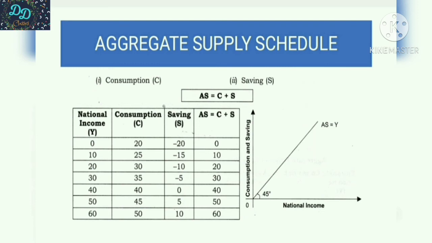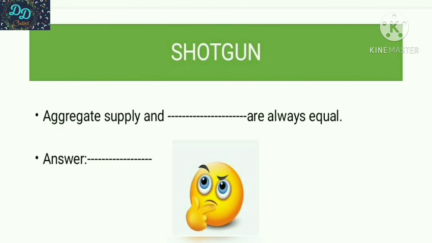So here C is a positive function of income. That is, as income increases, consumption increases. See the consumption level and the income level. And S is a positive function of income. That is, as income increases, saving increases. So AS is the same as income. That is, aggregate supply is equal to income. AS equals C plus S. It forms an angle of 45 degrees at the origin, which means that aggregate supply equals consumption plus saving.